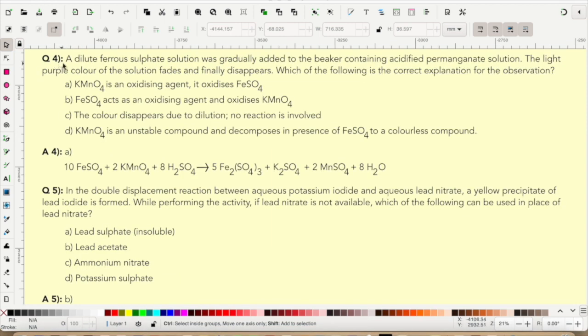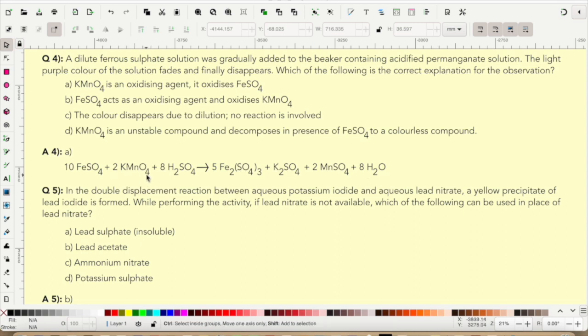Fourth question: a dilute ferrous sulfate solution was gradually added to the beaker containing acidified permanganate solution. The light purple color of the solution fades and finally disappears. Which of the following is the correct explanation for the observation? So these are the four explanations given. The balanced chemical equation for this reaction is 10 FeSO4 plus 2 KMnO4 plus 8 H2SO4 gives 5 Fe2(SO4)3 plus K2SO4 plus 2 MnSO4 plus 8 H2O.